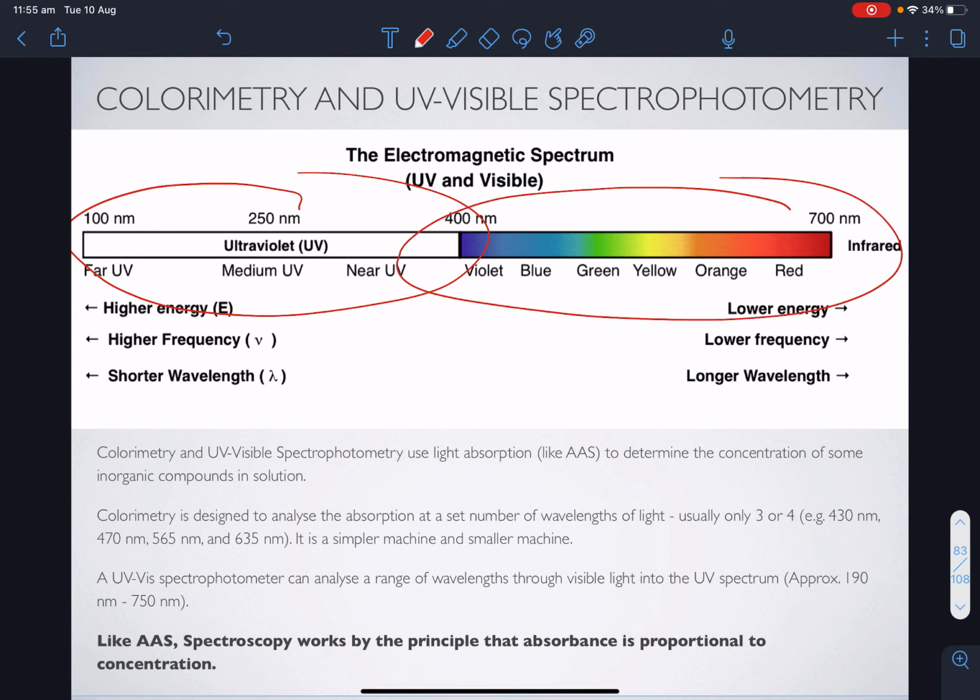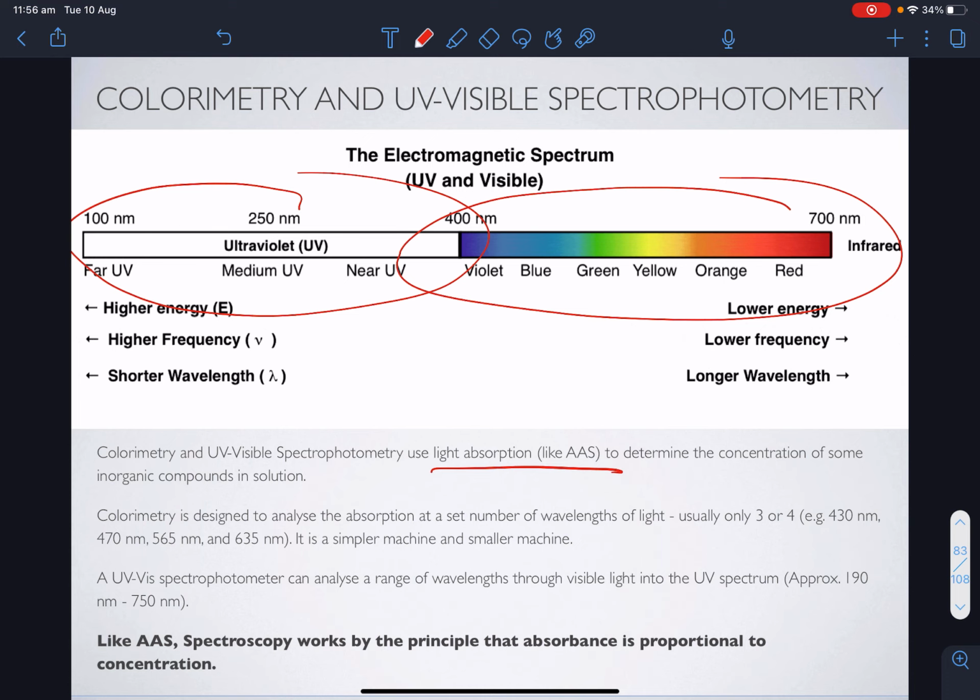Okay, AAS, we're looking at in the gaseous phase. Here we're looking at usually stuff in solution. So this is really good for stuff in solution, and it's good for other things that AAS won't do. It can do some of those metals, but it's mainly for organic molecules and other stuff. It's a bit broad, a terrible description, isn't it? Okay, so it uses light absorption like AAS to determine the concentration of some inorganics in solution.